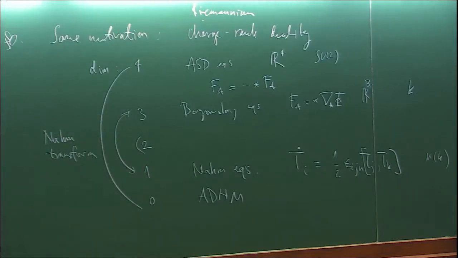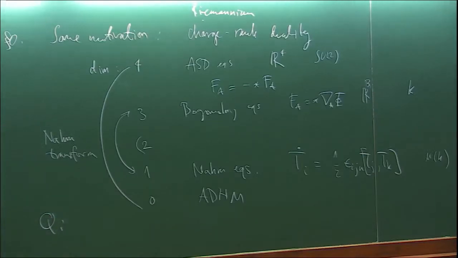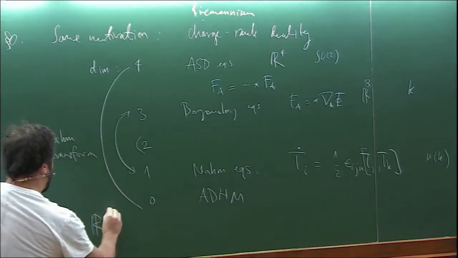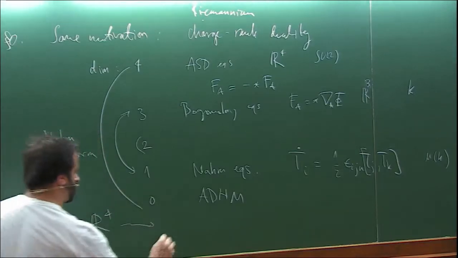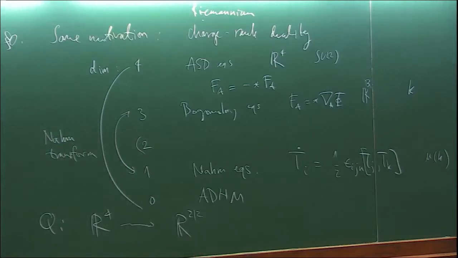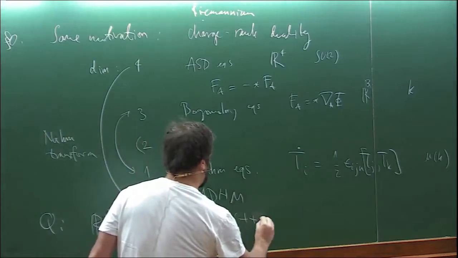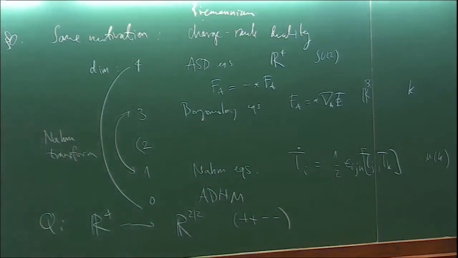So the question is, what happens if you replace R4 by flat space, but with split signature? So you have here plus, plus, minus, minus. This is the main question that maybe you can ask when you're wondering why these Nahm-Schmid equations are interesting.